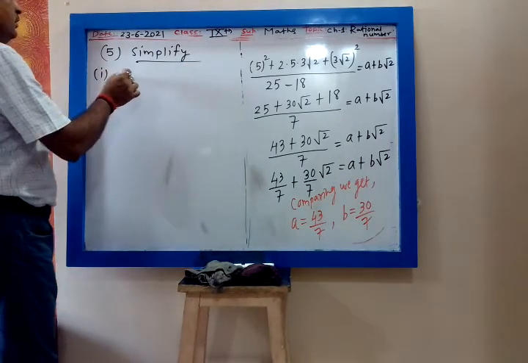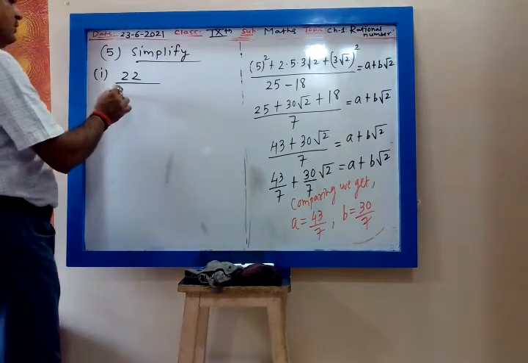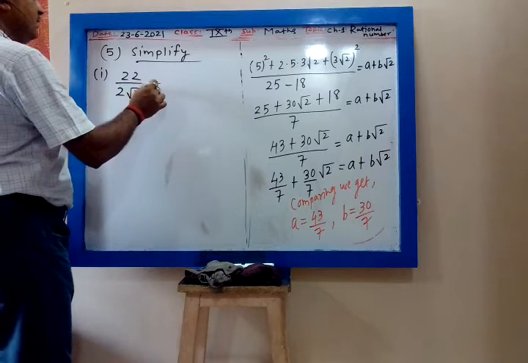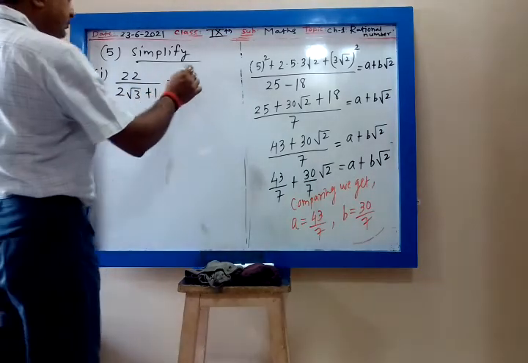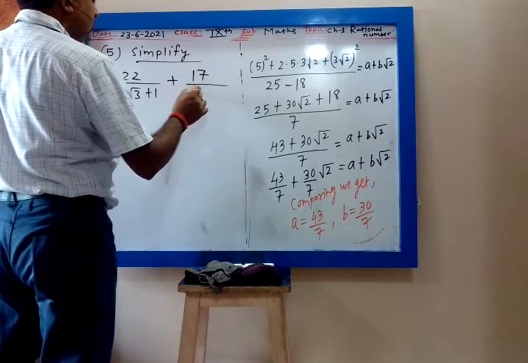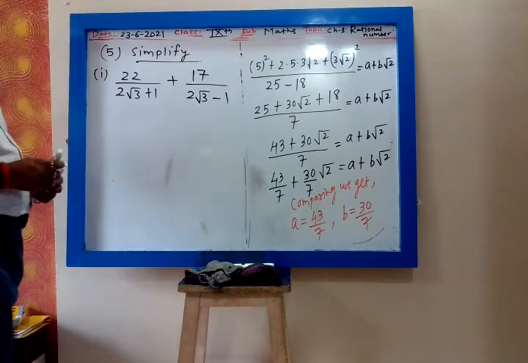22 upon 2 root 3 plus 1, plus 17 upon 2 root 3 minus 1.